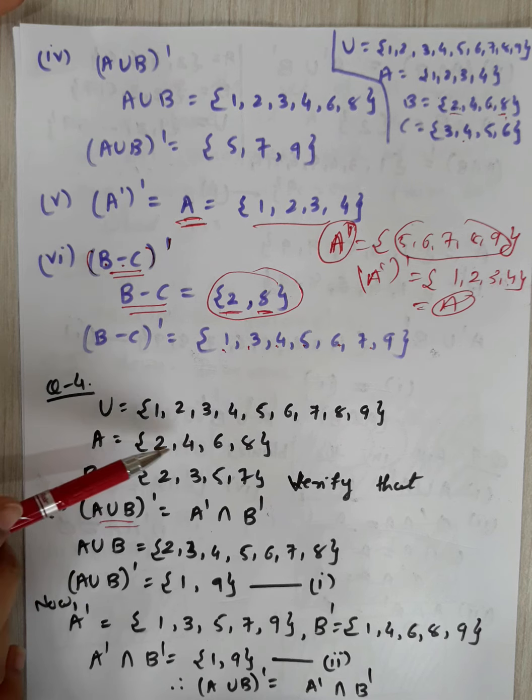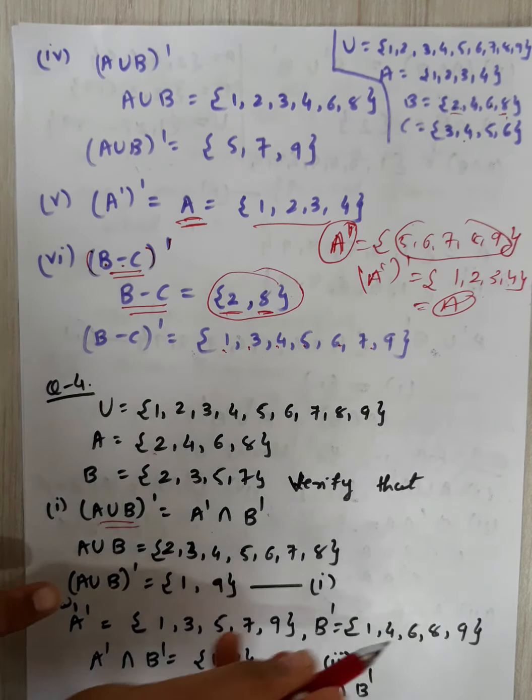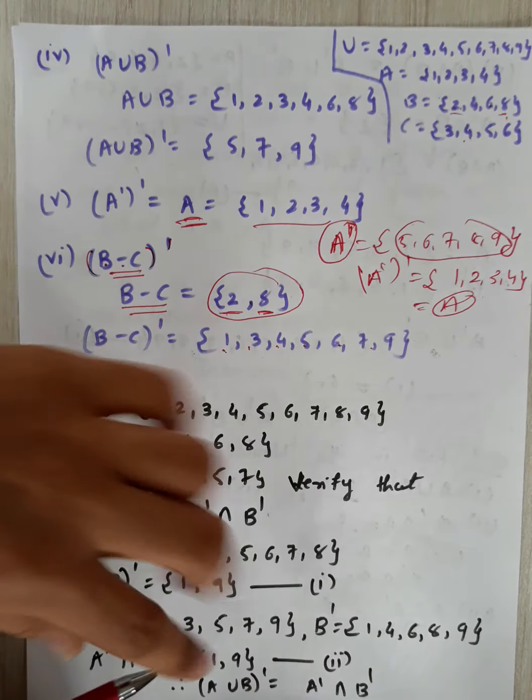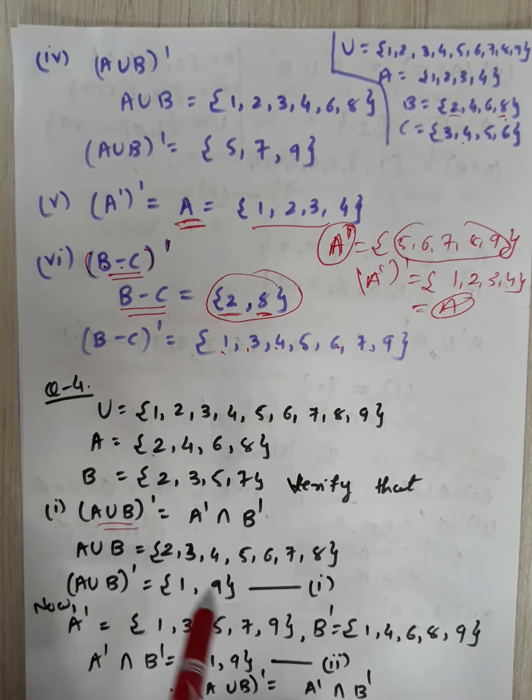Now find A dash and B dash first of all. So what is A dash? A dash is equal to 1 3 5 7 9. And what is B dash? 1 4 6 8 9. Now you have to find the intersect of these two, A dash and B dash. So the common elements between these two are 1 and 9.